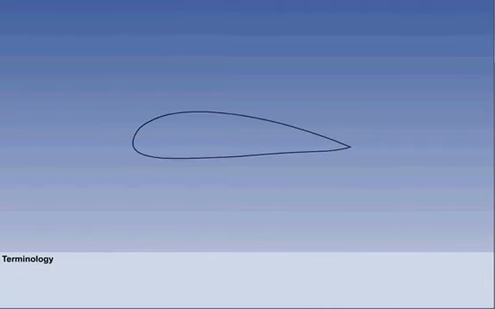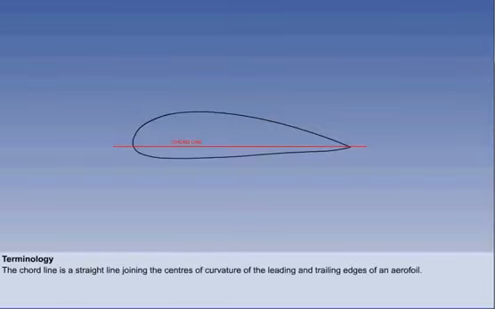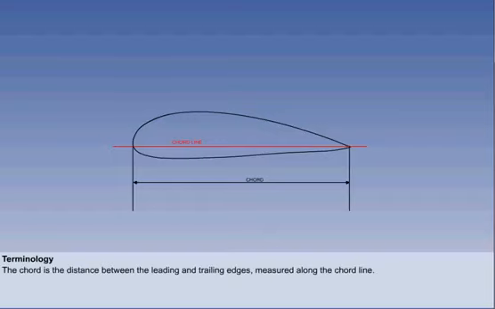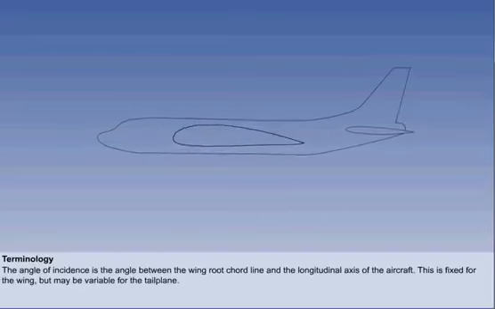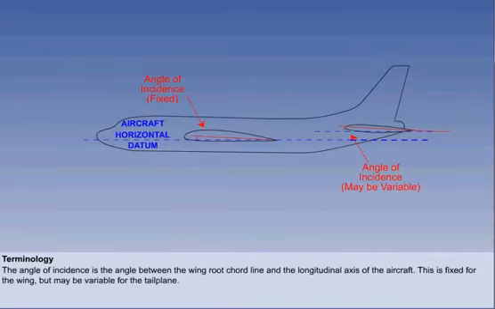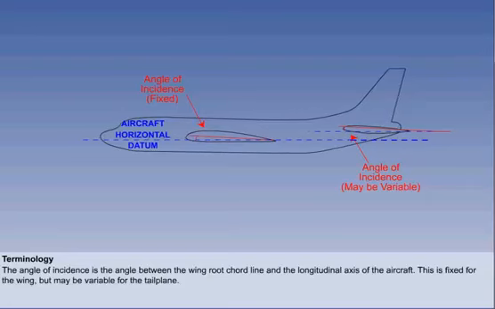Having introduced the basic characteristics of the airflow round an aerofoil, we shall now look at the terminology and definitions associated with aerofoils. The chord line is a straight line joining the centres of curvature of the leading and trailing edges of an aerofoil. The chord is the distance between the leading and trailing edges, measured along the chord line. The angle of incidence is the angle between the wing root chord line and the longitudinal axis of the aircraft. This is fixed for the wing, but may be variable for the tailplane.